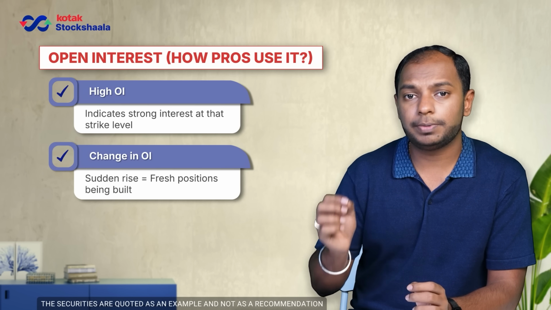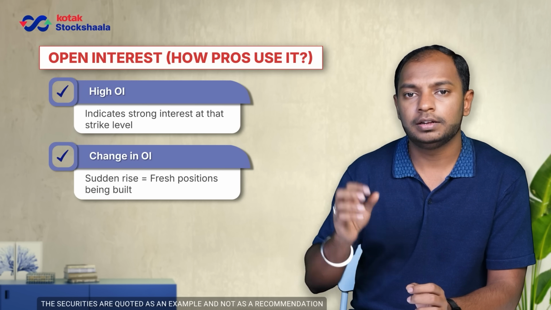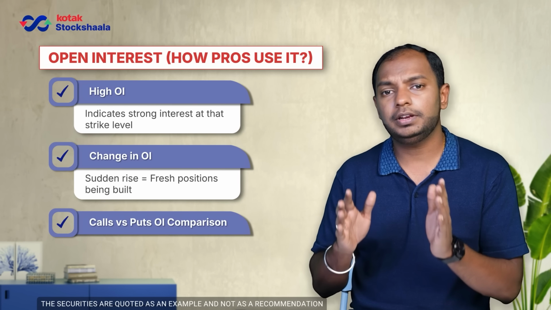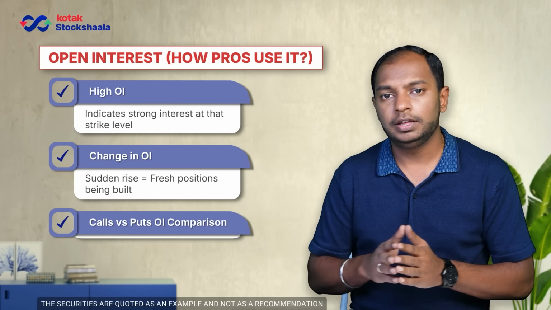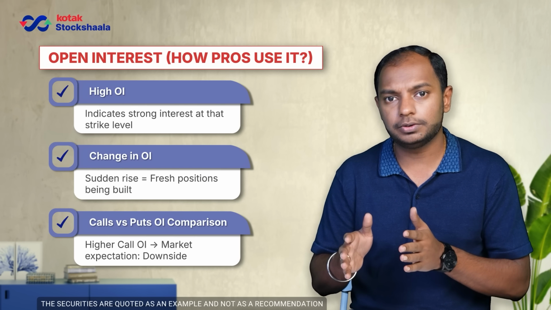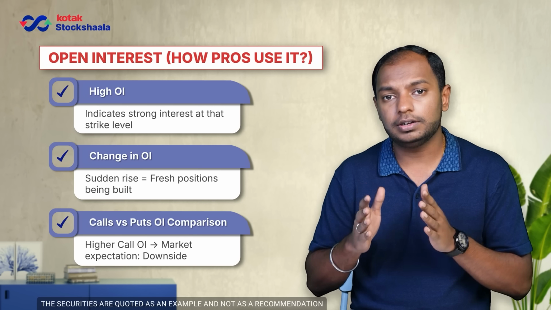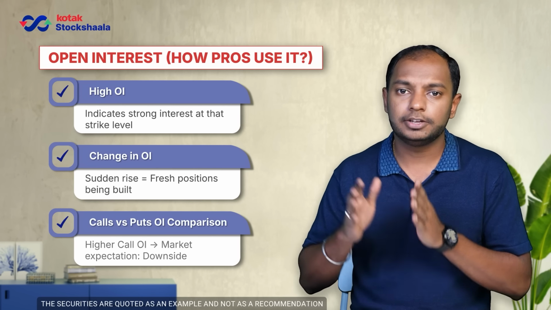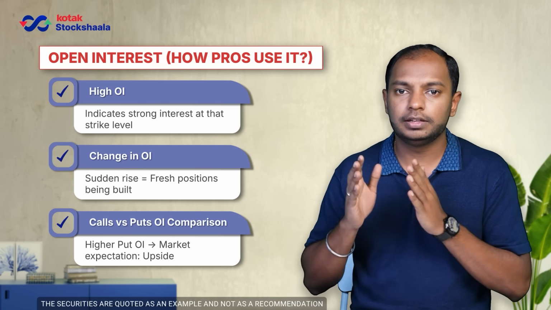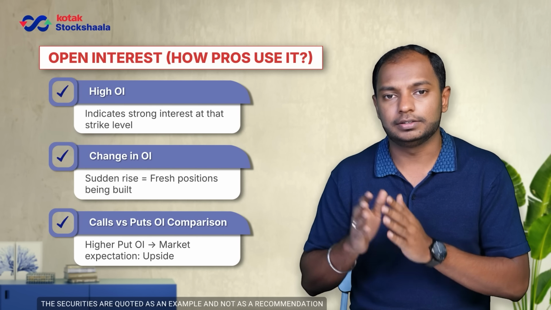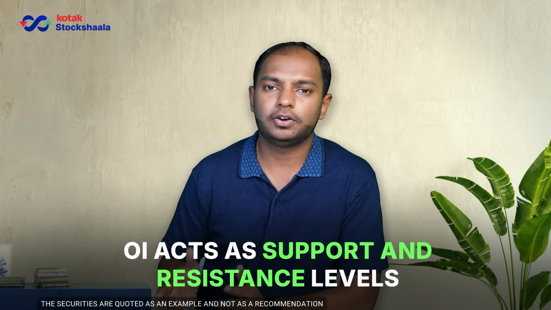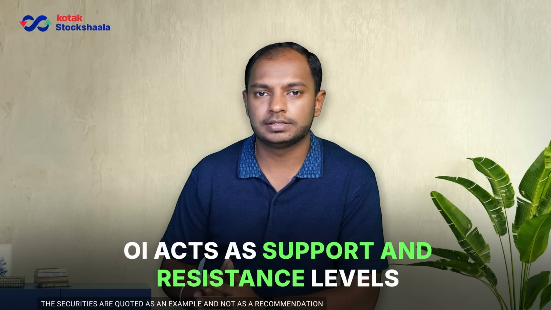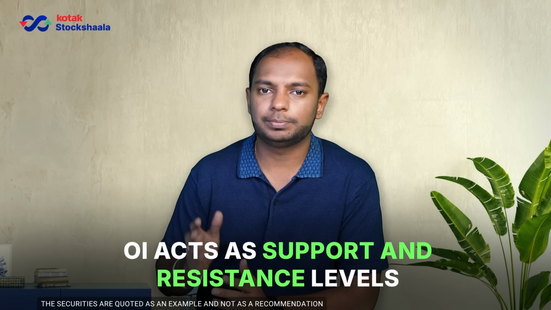If you see a sudden spike in a specific OI, it means that positions are being built in that specific level. And finally, comparing the OI of calls versus puts. If calls OI is higher than puts OI, it means that calls are stronger than the puts, which means the market is expected to go down. Whereas if put OI is higher than call OI, then the market is expected to go higher. So basically, higher OI on either call side or put side acts like support as well as resistance. We will be diving deeper into this in the upcoming videos.